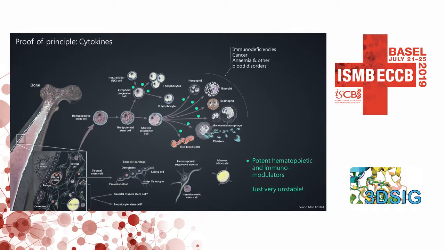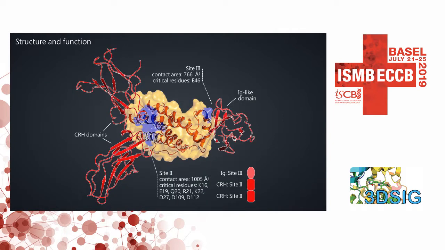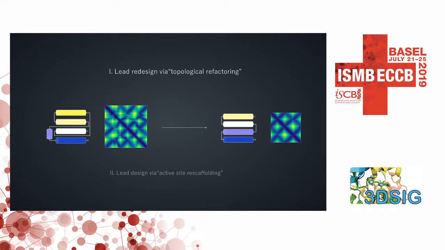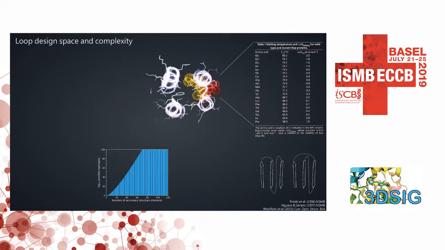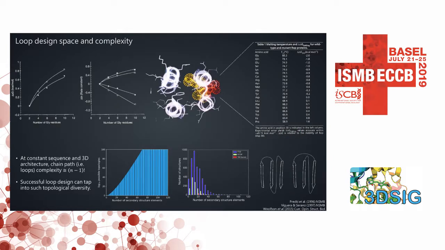But first, I will introduce you to a little bit more detail about the strategy. This is the GCSF, and it has two binding sites to its receptor molecules. The most important site is called site number 2, to which we dedicated all of the design work here. So describing the first strategy, which is the topological refactoring strategy, aiming at topological simplification: essentially, if we need to do this, we need to look at the loops, because if we can control the loops and design them de novo, we can achieve so much with this.